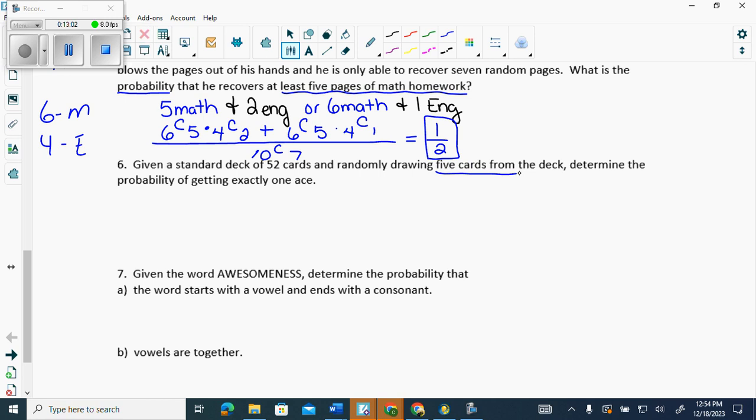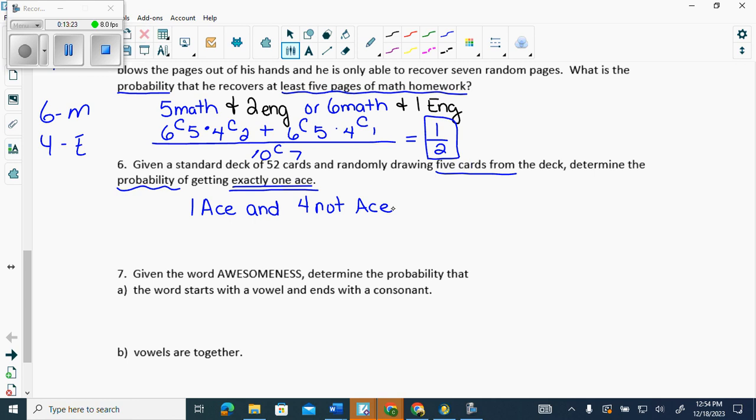Determine the probability of getting exactly 1 ace. So on the top, this probability affects the top. So I get 1 ace. What else do I need here? 1 ace and 4 not aces. And that's going to affect my top, correct?